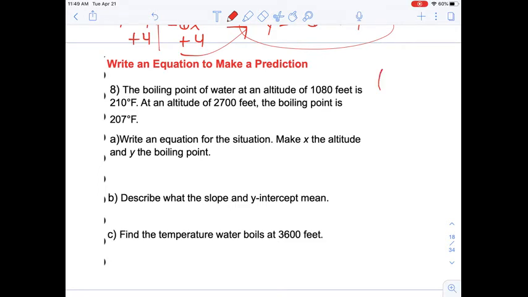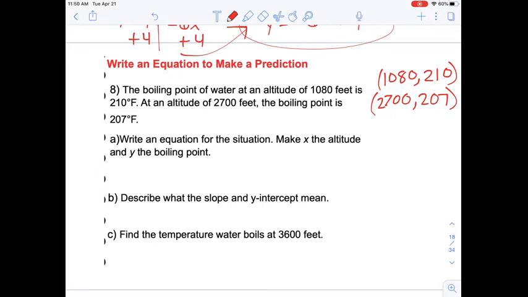So really what we're given here is two ordered pairs. When x is 1,080 feet, y, our temperature, is going to be 210. Then when x is 2,700 feet, y is going to be 207. So we have two ordered pairs. We can find the slope, and then using point-slope form, we can get it to slope-intercept form.